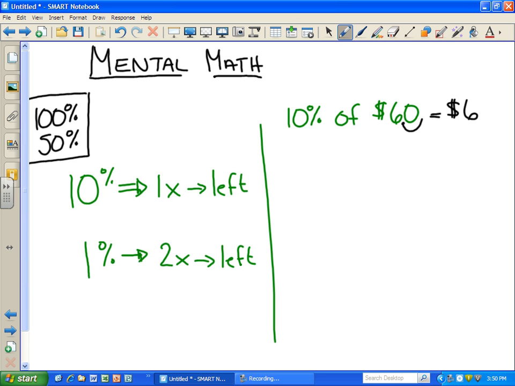If 10% is $6, what would 5% be? 5% is half of 10%. So what's half of 6? $3.